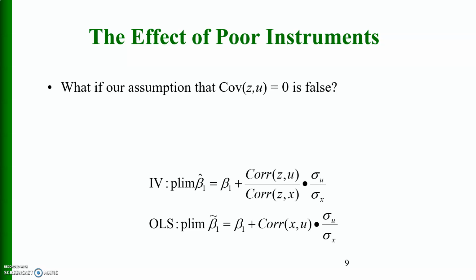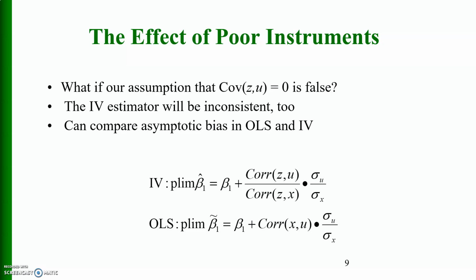The question is, what if our assumption that the covariance between z and u is equal to 0 is false? That is, when the covariance of z and u is not equal to 0, the instrumental variable estimator will be inconsistent too, like OLS in this case. And we can compare the asymptotic bias in OLS as well as in the instrumental variable case. So we will prefer instrumental variable if the covariance of z and u divided by the correlation of z and x is less than the correlation of x and u.